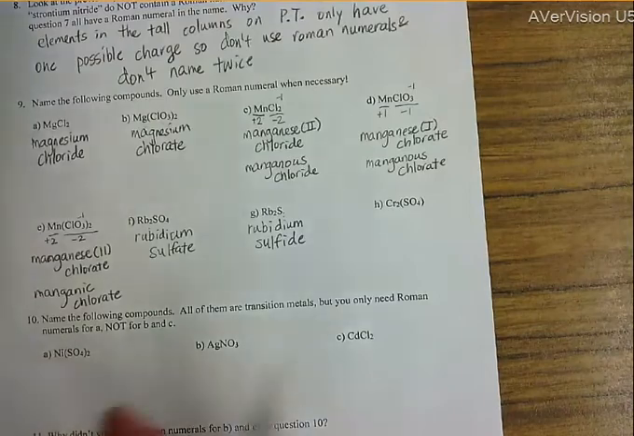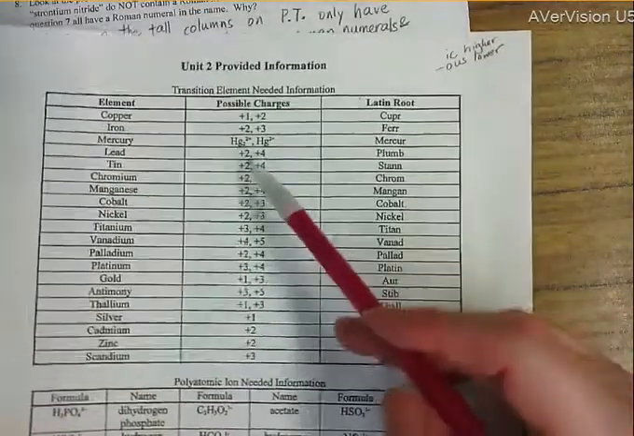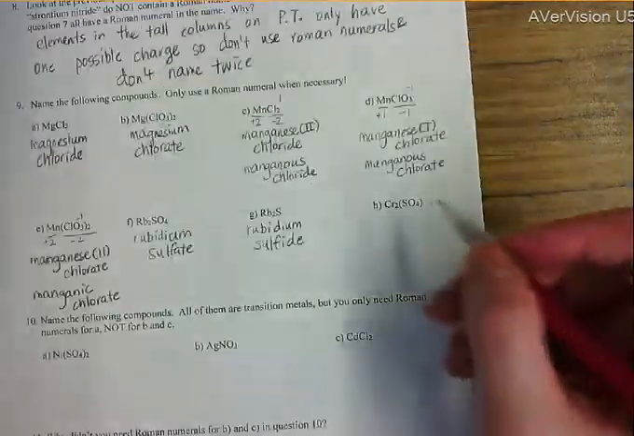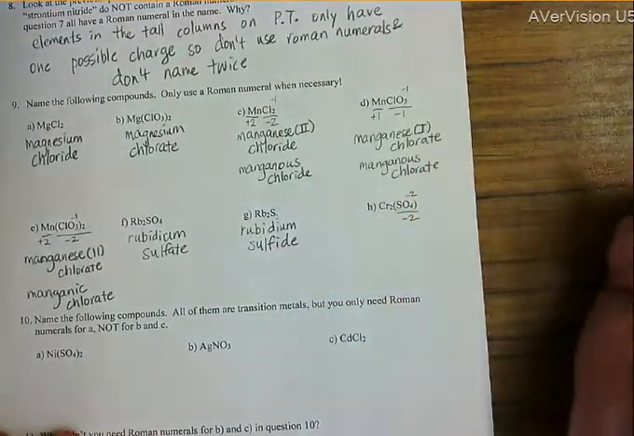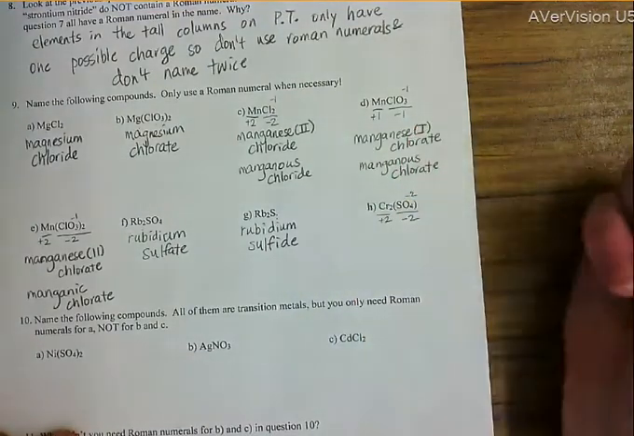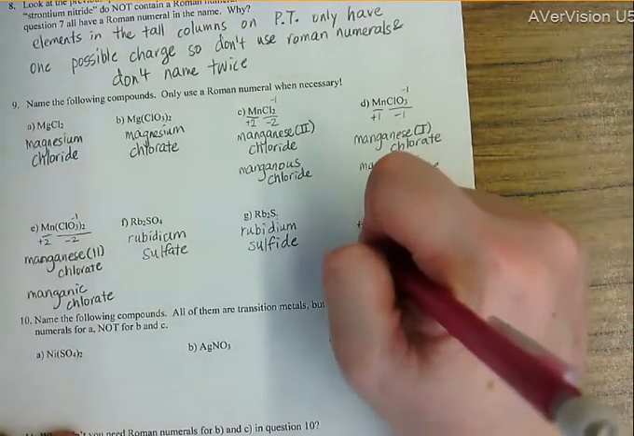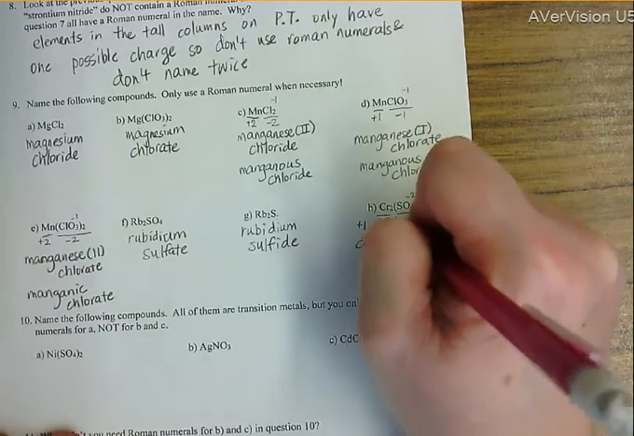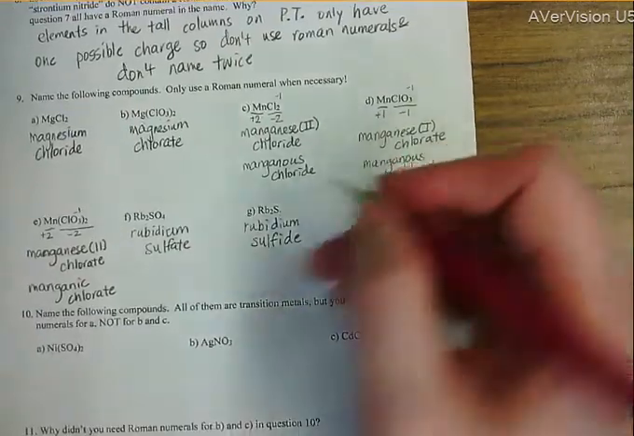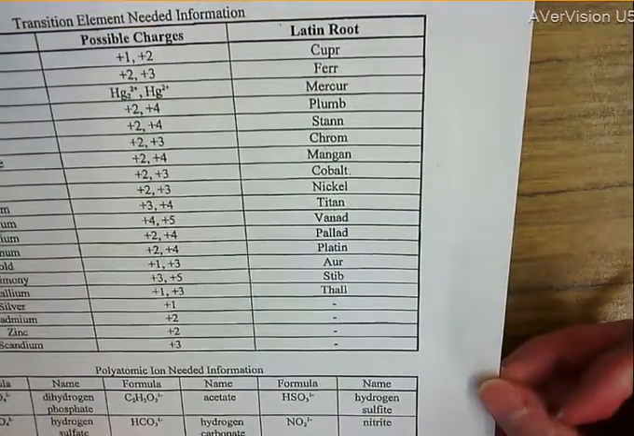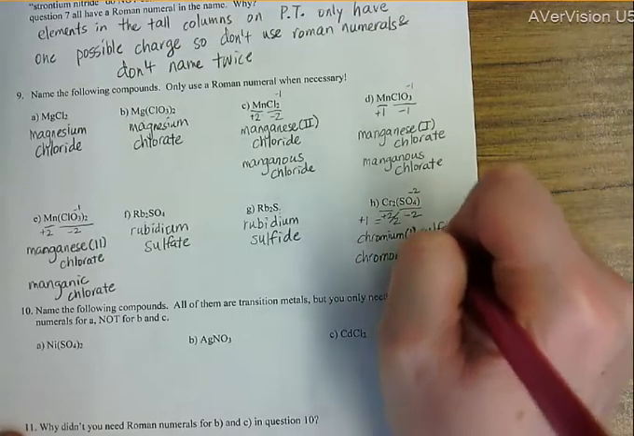Alright, Cr. Chromium's in a short column. So I look at my helper sheet, and chromium has more than one possible charge. So SO4, there's 1 of them. It has a charge of -2, so my total negative charge is -2. My total positive charge has to be +2, but there's 2 of them. So each chromium has a charge of +1. So this is chromium 1 sulfate. And again, my charges on chromium, I don't even have a +1 listed, so we'll say it's the lower charge one. So it's chromous sulfate.